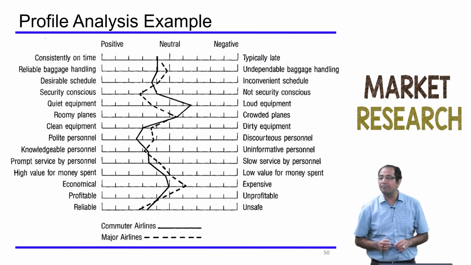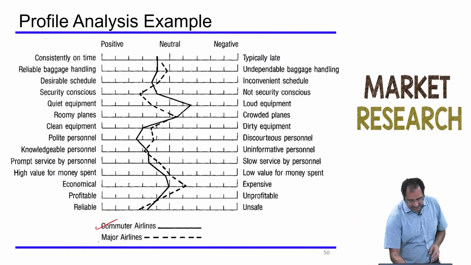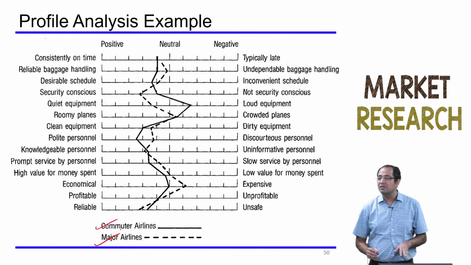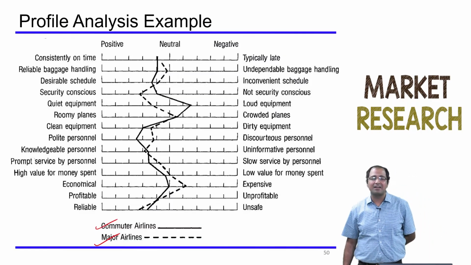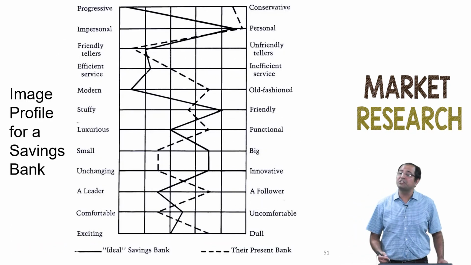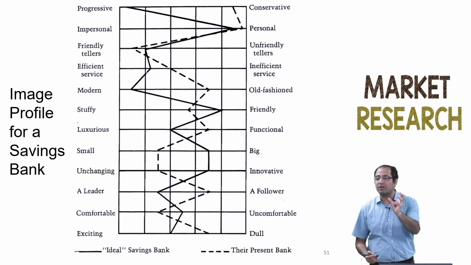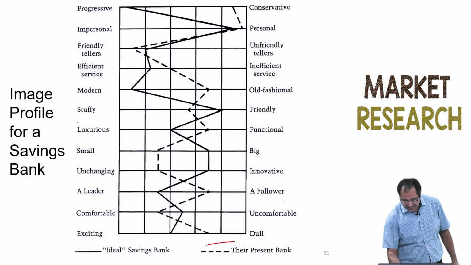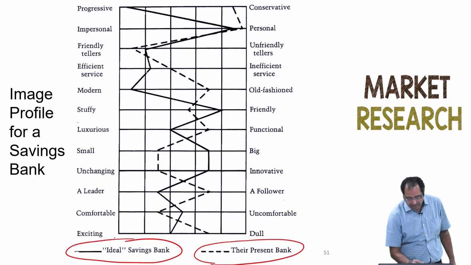This is another example, for commuter airlines or major airlines, on the attributes, and how they are different. So if you want to see why one brand is not doing well as compared to the other brand for the same or similar target market, you can do this. You can also do this for the ideal product versus your product. In this case, it is their present bank versus the ideal savings bank for a customer.